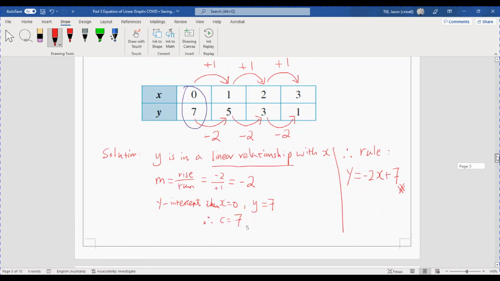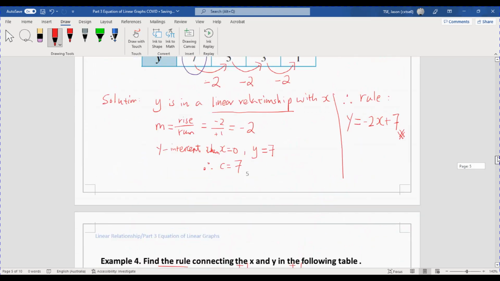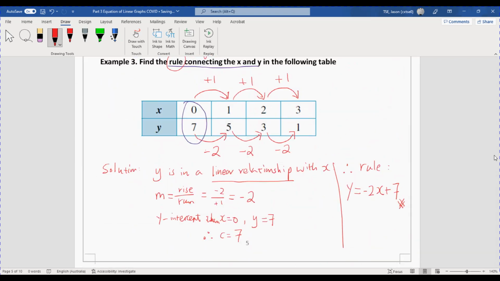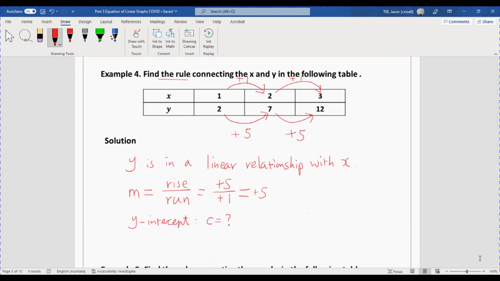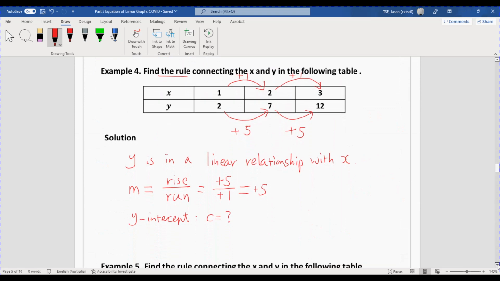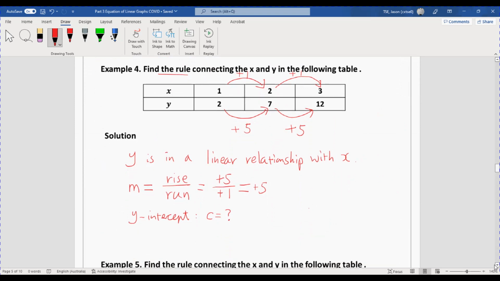The difference between example 4 and example 3 is that in example 3, there was a pair of points with x equals 0, y equals 7. So in example 3, y-intercept is given, but not here, not in example 4. It's not given. You don't have x equals 0. How can we find y-intercept?